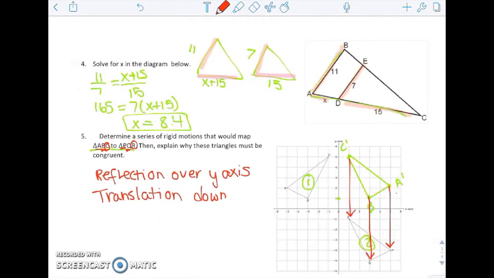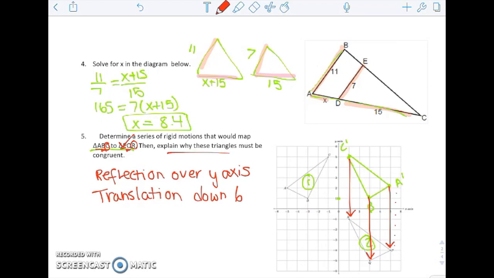I believe it was 6. 1, 2, 3, 4, 5, 6. So that answers the first part of this question. Now, I didn't need to say all the mapping things here because on this particular one, we have coordinates that we can give. Right? We can say y-axis. We can say down 6. So if it's off a coordinate plane, you need the mappings. If it's on a coordinate plane, you don't need them.